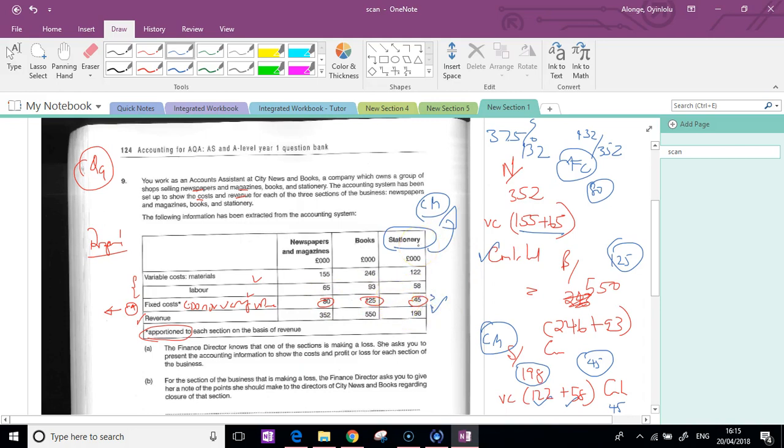Okay, great stuff. So write that up as well and send it to me. And that is the end of marginal costing. And it means that we can start focusing and reviewing our financial accounting.